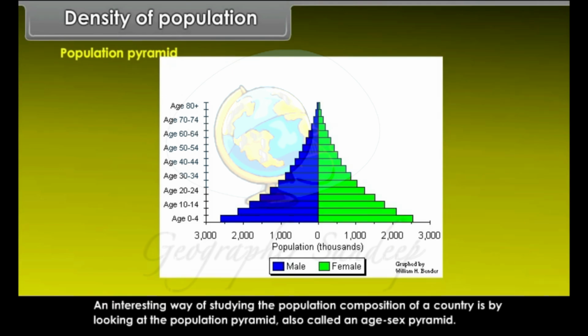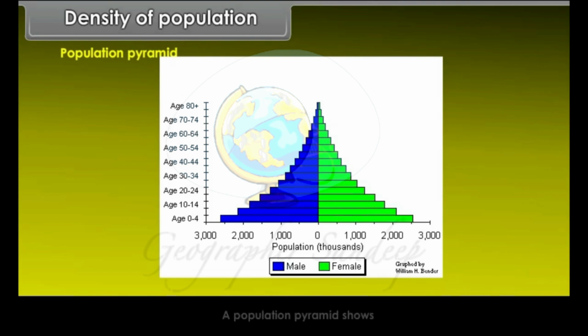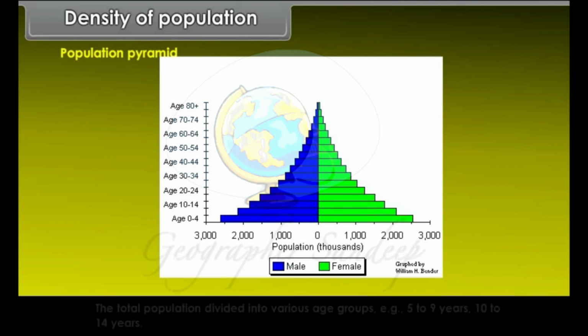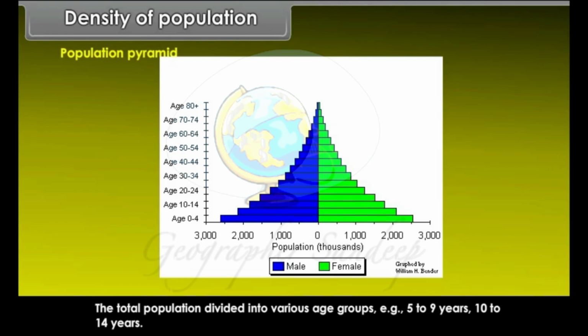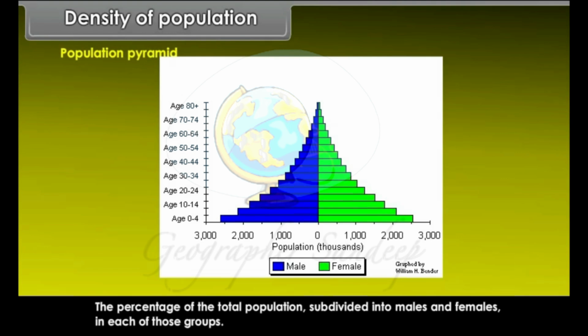Population pyramid. An interesting way of studying the population composition of a country is by looking at the population pyramid, also called an age-sex pyramid. A population pyramid shows the total population divided into various age groups, for example, 5 to 9 years, 10 to 14 years. The percentage of the total population is subdivided into males and females in each of those groups.